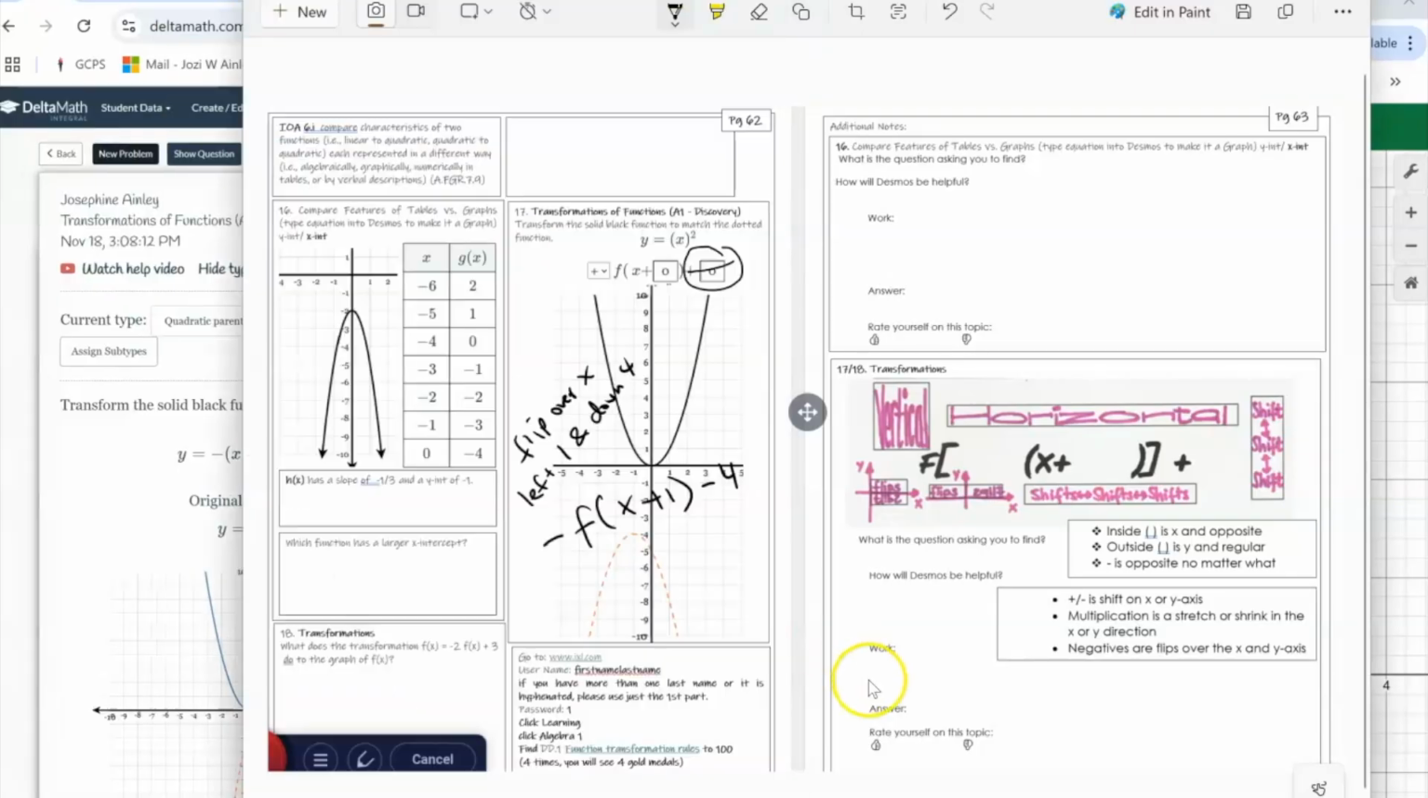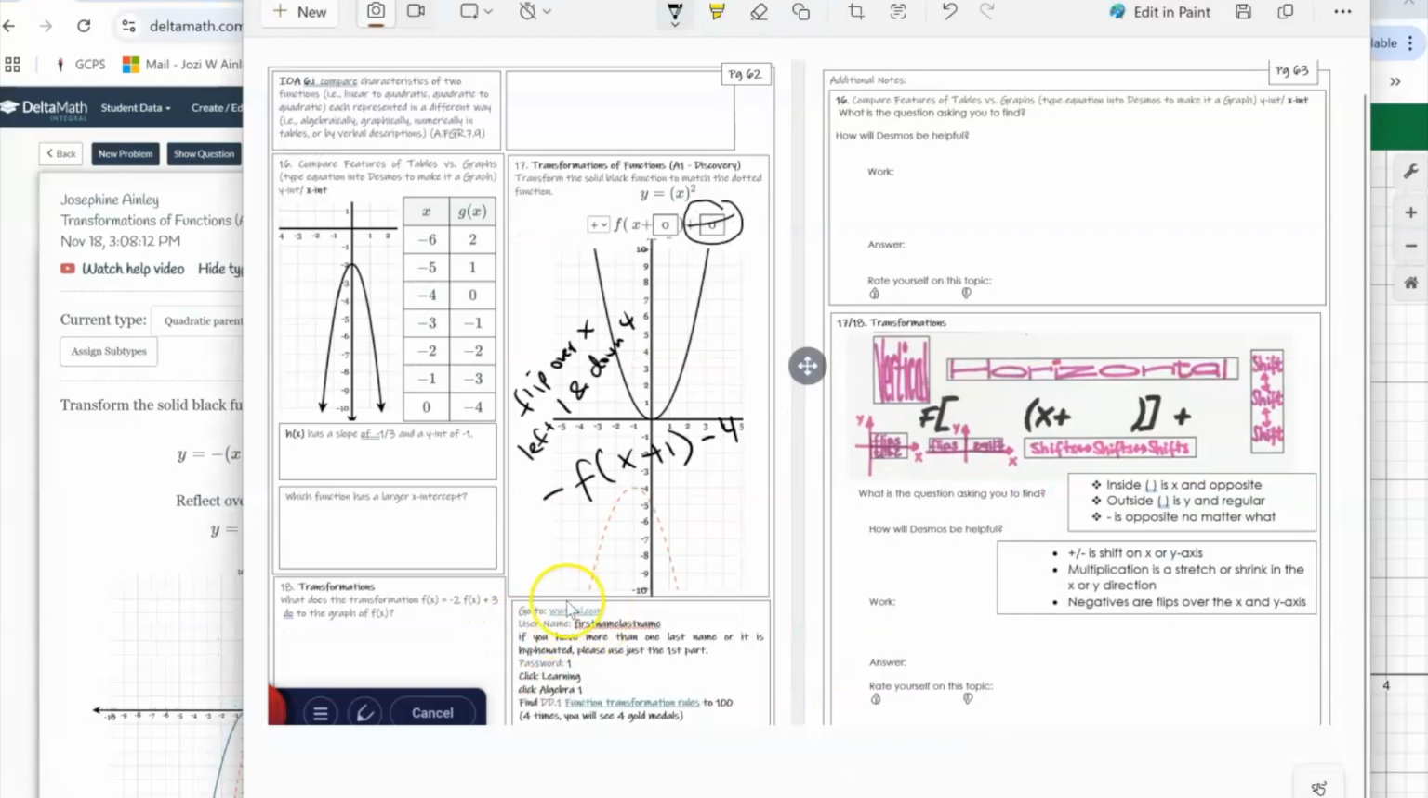All right, so what you're going to do is now you're going to log into ixl.com, follow these instructions, and I'll give you the last 3 digits for your username. When you get to the work, once you get in, make sure on the top right you see your name. You're going to click Learning, click Algebra 1, and you're going to find DD1, Function Transformation Rules. You're going to do it to 100 4 times. Okay, you're going to see 4 gold medals when you do this. Now, on the 4th time, please do not use your notes. So this is just, do you know the rules? That way you can come and answer this question.